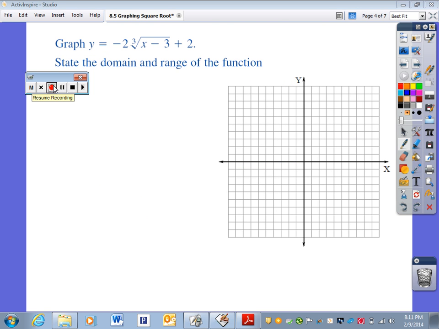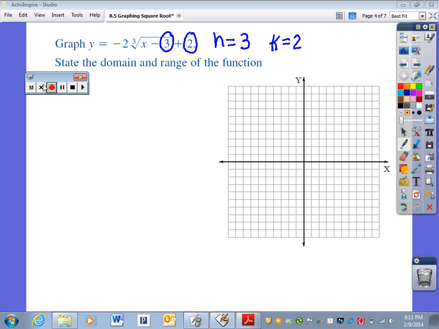Let's take a look at another cubic function. So again, the first thing that I would like to do is to take a look at my h and my k values. So my h says that I'm going to shift my graph horizontally 3 units to the right, and I'm going to shift my graph 2 units up.